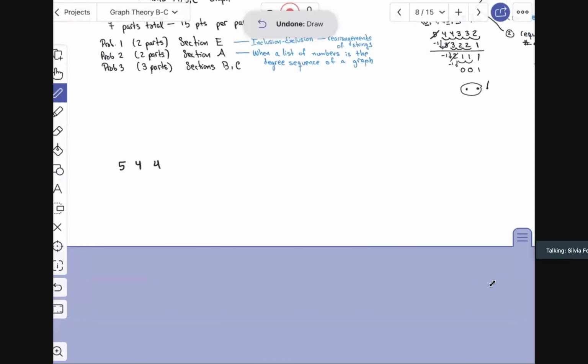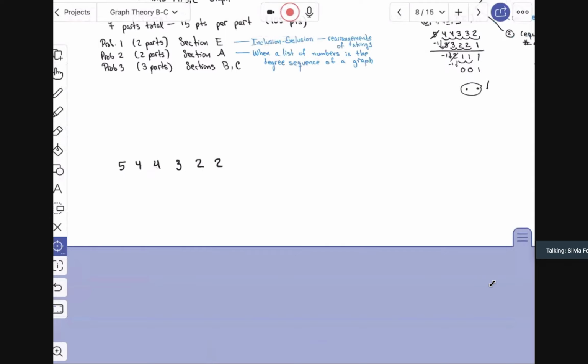Let's see if this one is the degree sequence of a graph. I don't know, but let's try. I can check the easy things first. The number of odd ones is even, the sum is even, so my test is inconclusive. I have 1, 2, 3, 4, 5, 6 vertices. All my degrees are less than or equal to 5. That's fine. I don't have a 5 and a 0.